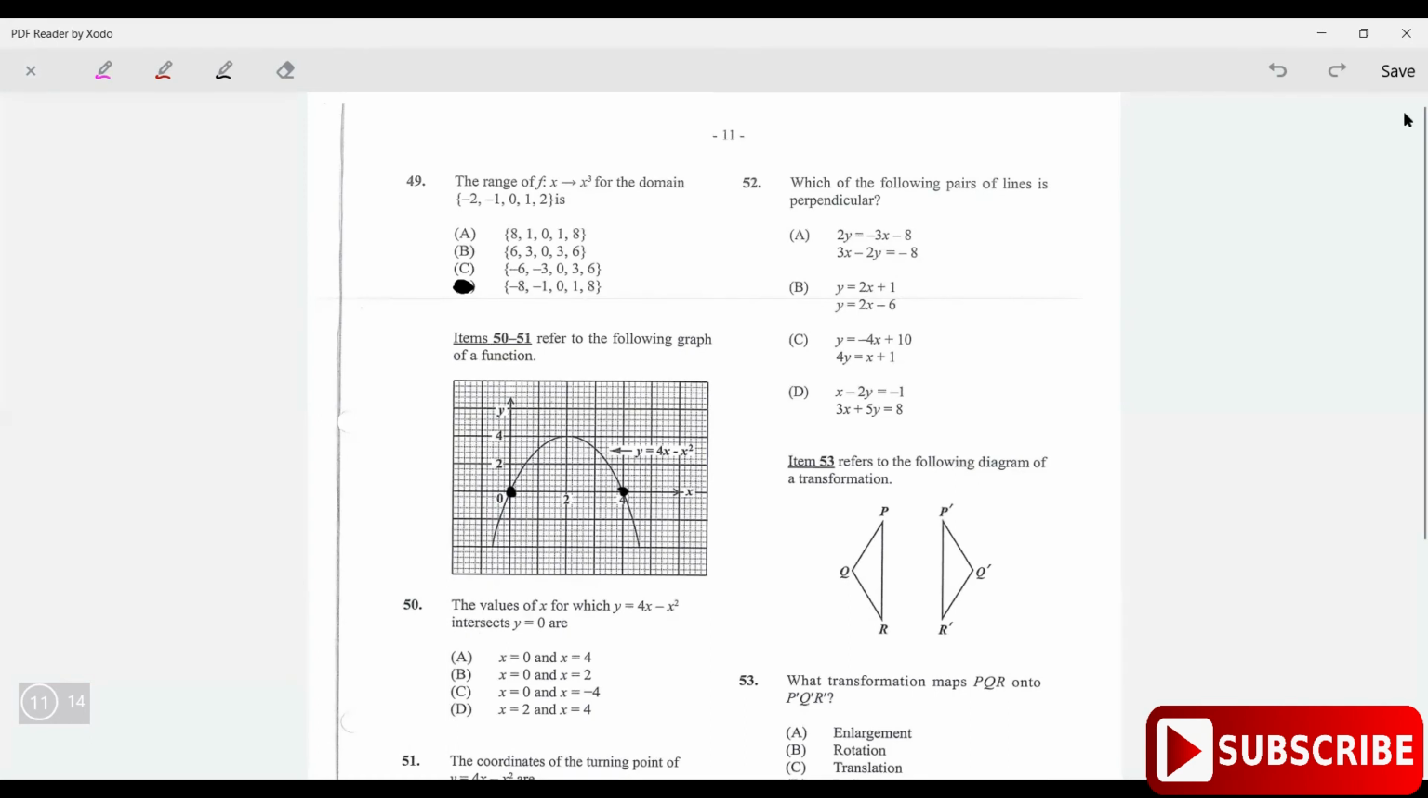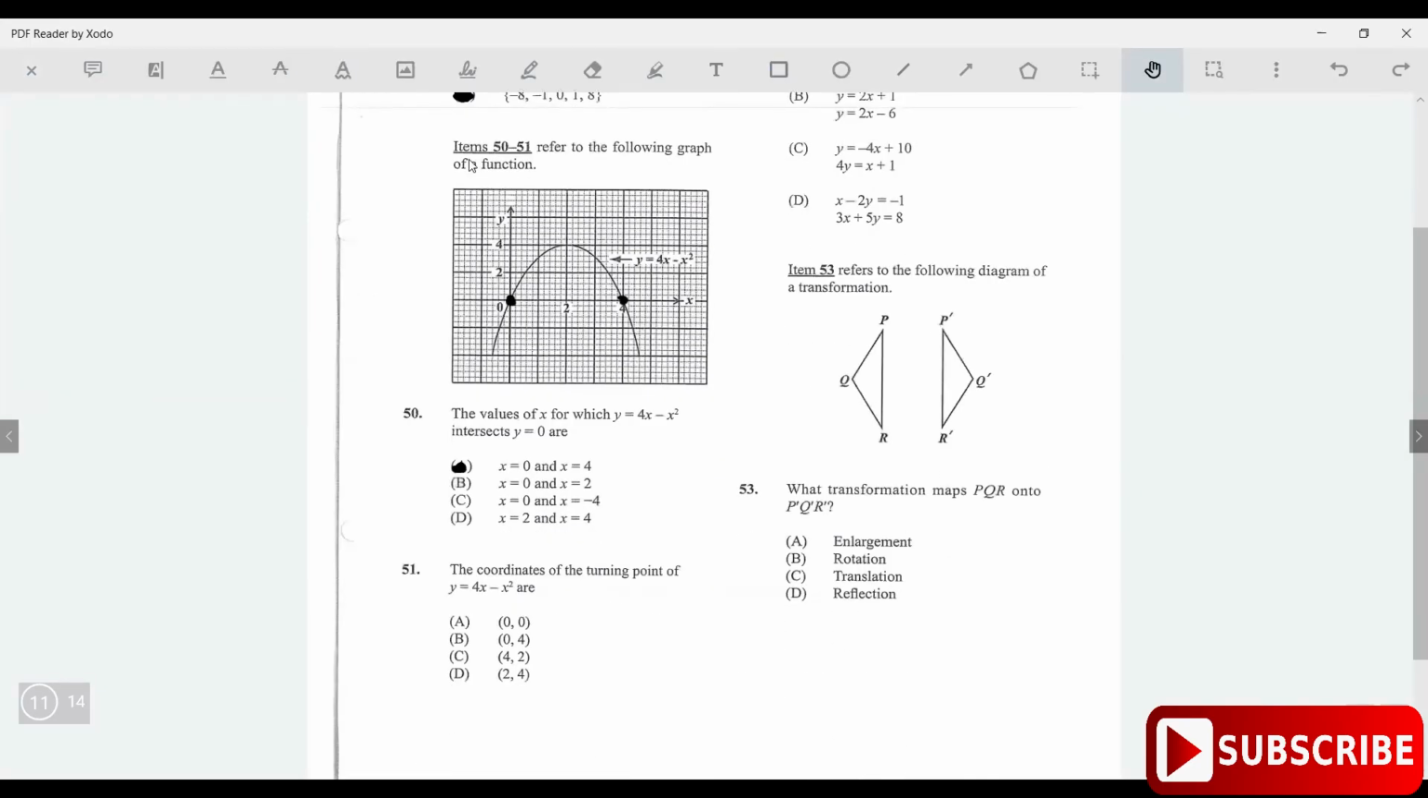Easy question. Next one says, the coordinates of the turning point is, this is a turning point, 2, 4. Option D, that's the turning point. Turning point is when x is 2, y is 4. That's 2, 4. Easy question. Nice.